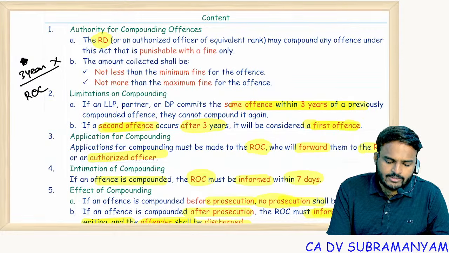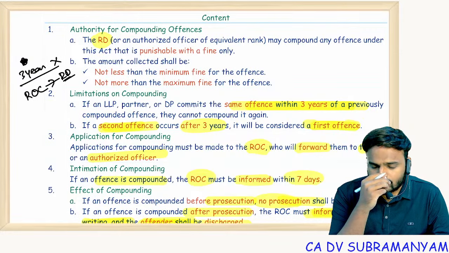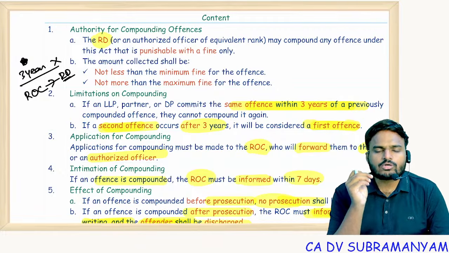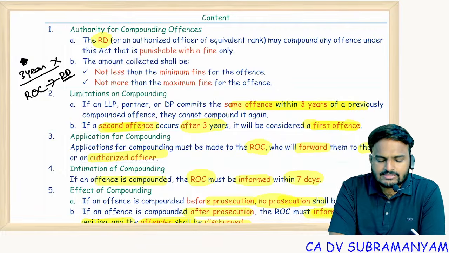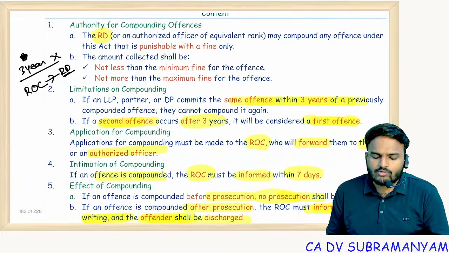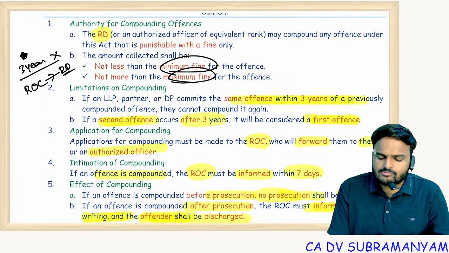Next one, application should be filed with ROC, who will forward the same to RD. So who is having power to approve the compounding of offenses? Regional director. And what would be the fine? Minimum fine, maximum fine for that offense.